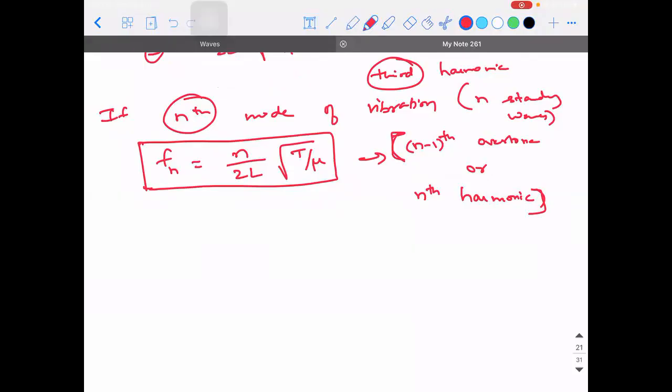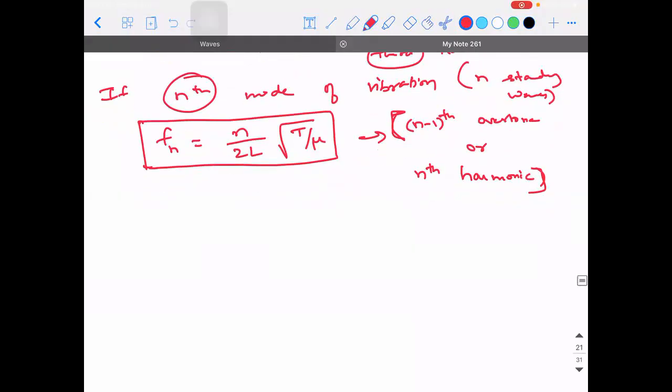Now, can you give me an example where the string is tied at both the ends? Again, I told you this concept is mainly used for musical instruments. So what are all the instruments that you know? Violin, guitar. You can think of a violin, a guitar, or anything. If you know this concept, you can actually design your own musical instrument also. Okay, I'll show it to you now.